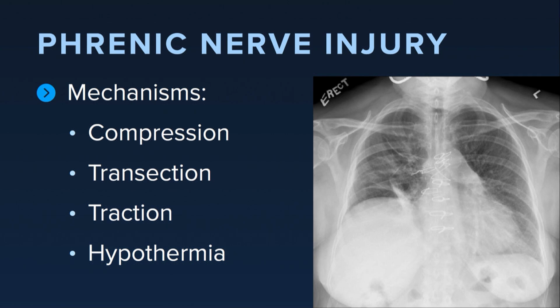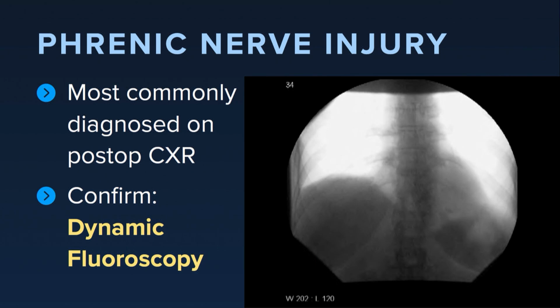Phrenic nerves can be injured by compression. So you can imagine you have a retractor that may be compressing the nerve. You could cut or transect the nerve. Pulling or traction on the nerve itself could result in injury. And then hypothermia, as I previously mentioned, is a common cause, but is often reversible.